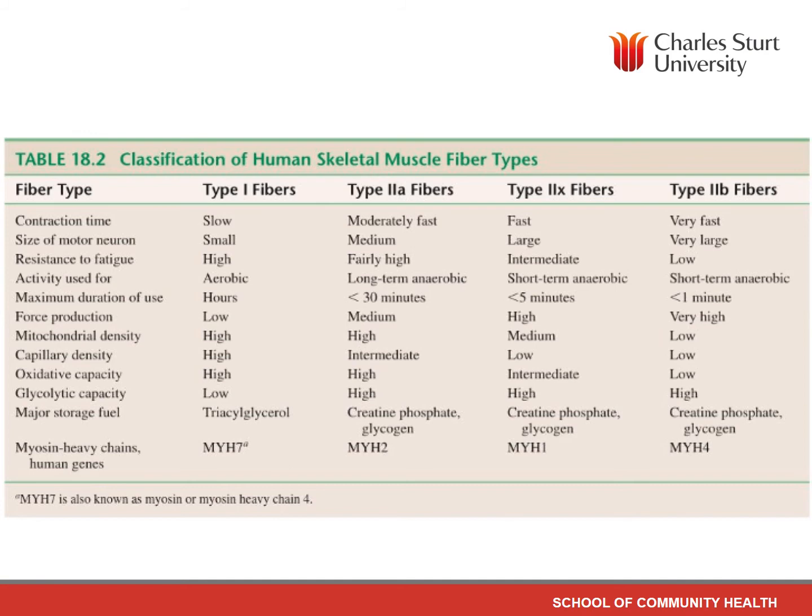Now, with myosin heavy chain, these are just human genes, and it's just indicating that there's a different gene for each type of muscle fiber. And so the type of muscle fiber that we have is largely determined by the gene, the type of myosin that we're expressing in that muscle fiber.